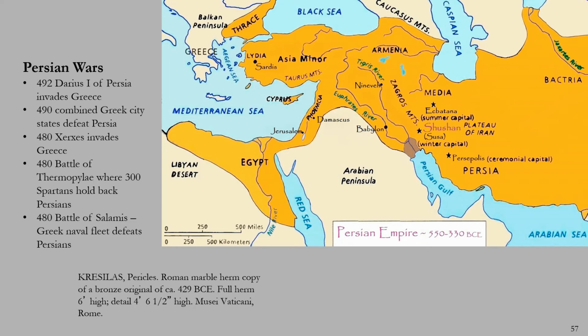Zenith is a Greek word, by the way. Because of their victory, the Greeks expand their control of the Aegean and Mediterranean area. But this is a great time of wealth and prosperity for the Greek city-states.